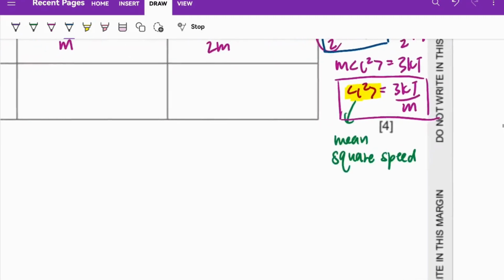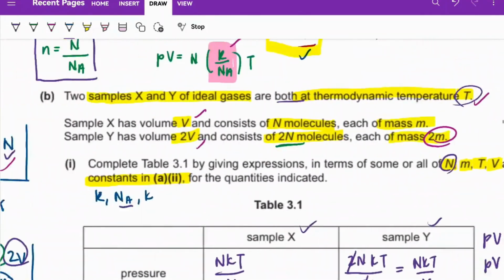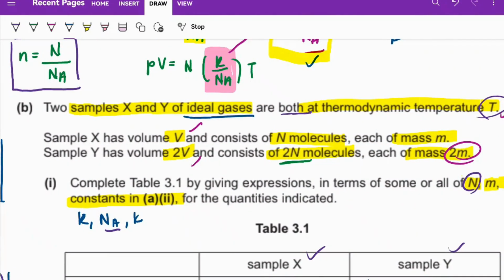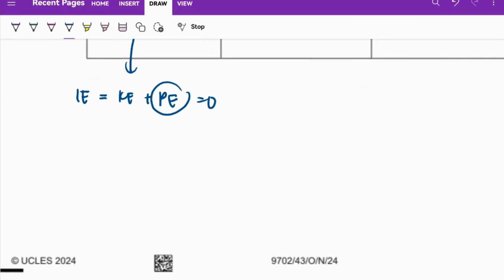Then PE, for ideal gas, the PE is actually equal to 0. How do I know it's ideal gas? I believe they've mentioned here. It's actually an ideal gas. Why is PE equal to 0? Because there's no intermolecular forces. Intermolecular forces in ideal gas are negligible. That's why PE is equal to 0. Therefore, your internal energy is just equal to KE.